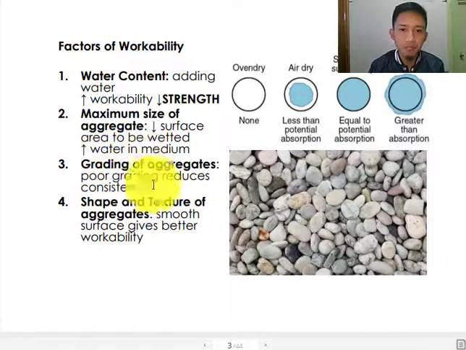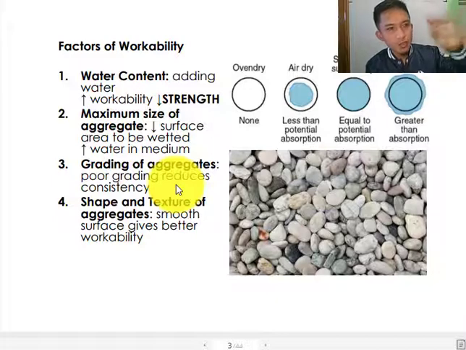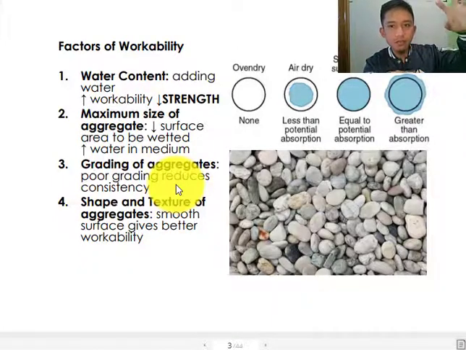Poor grading. If we say poor grading, the sizes of the aggregates are concentrated on one size only. That is poor grading. What we discuss on aggregates is that the best grading should be the sizes distributed on the different sizes of the aggregates, isn't it? We have the range of coarse aggregate, we have the range of the size of the fine aggregates. If we say coarse aggregate, the sizes should be distributed, let's say, evenly. That is the best grading.